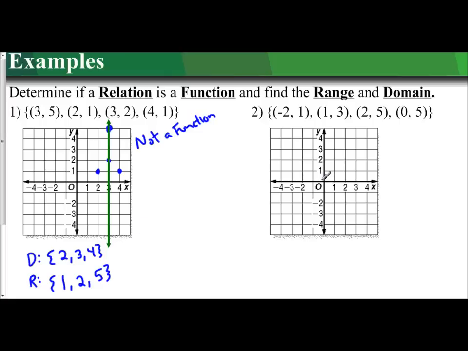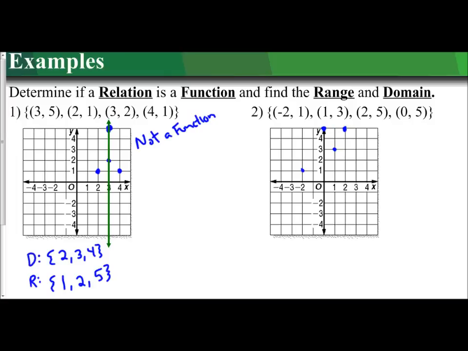So let's try the same idea in the second example. Negative 2, 1, we plot a point. 1, 3, we plot a point. 2, 5, we plot a point. And 0, 5, we plot a point. So again, to determine if this relation is a function, we're going to have to see if it passes the vertical line test.